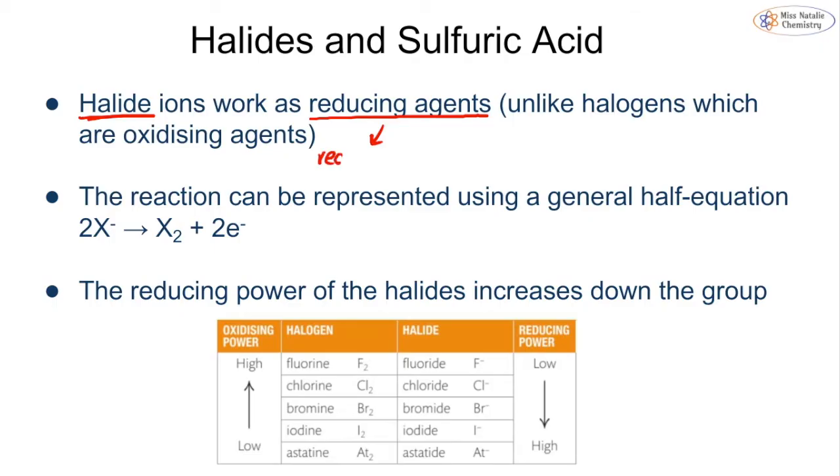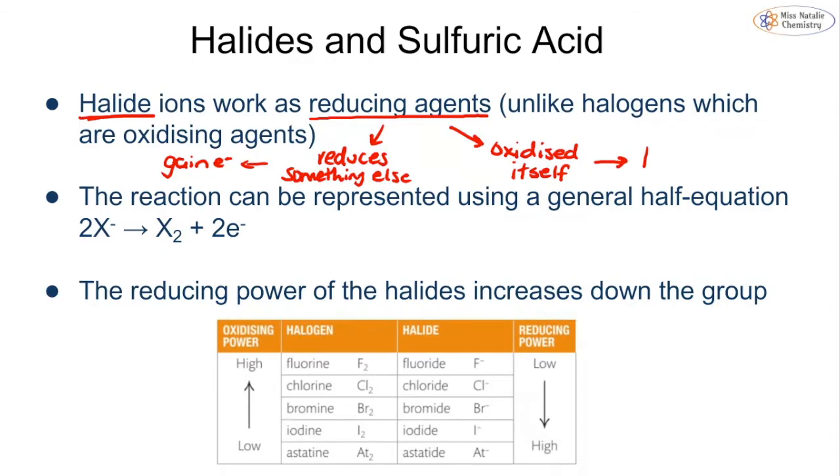So that means, remember, it reduces something else and it is oxidized itself. So if it reduces something else, it causes that other thing to gain electrons, and it does that by losing its own electrons or being oxidized.